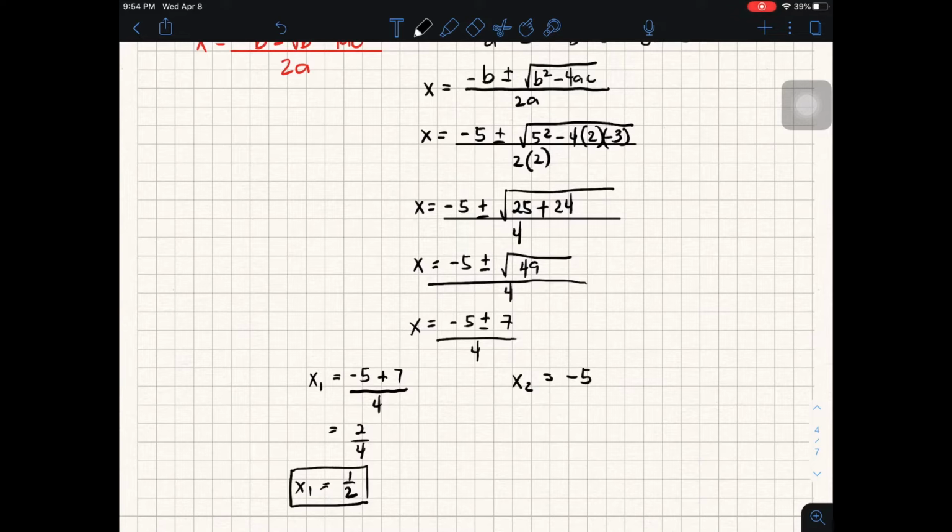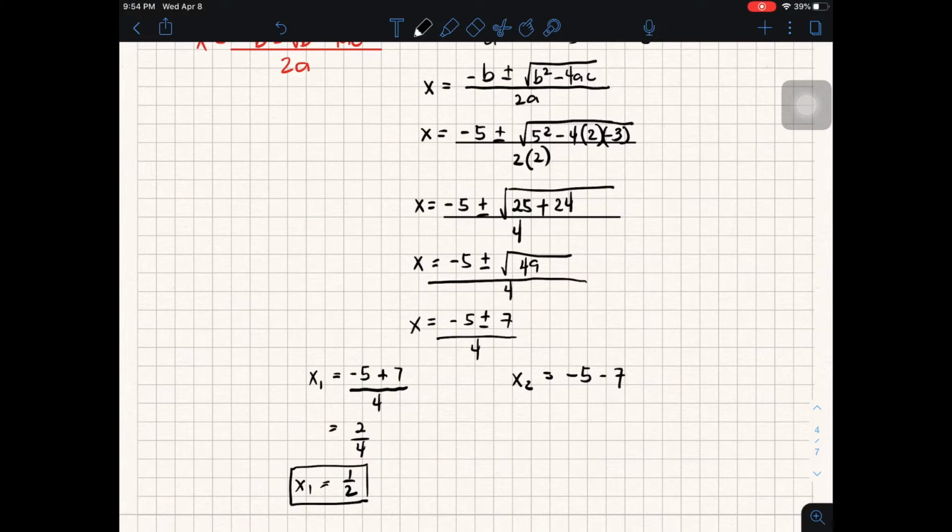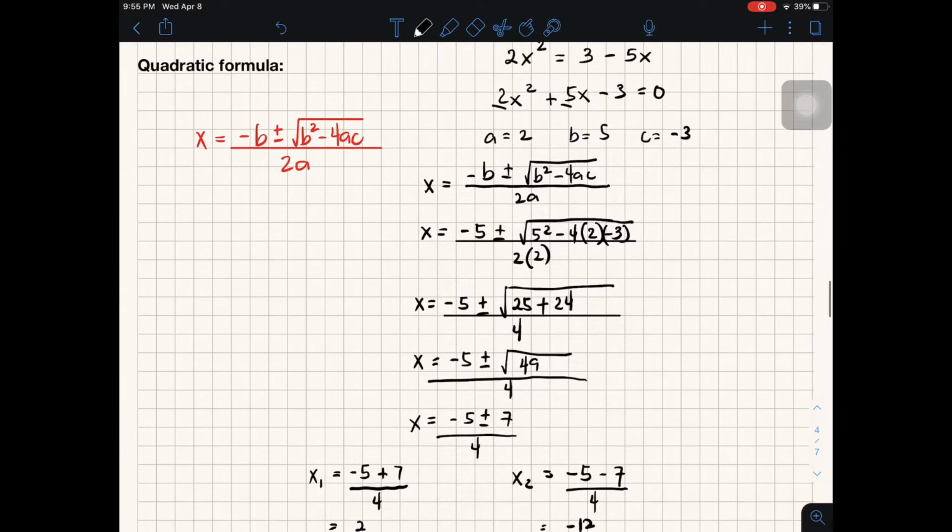We have negative 5. Since we're done using positive 7, we will use negative 7 minus 7 over 4. Simplifying this fraction, we will have negative 12 over 4. And definitely, your x sub 2 is simply negative 3. So, in this first example, the roots or the values of x of the equation are simply 1/2 and negative 3. That's it.